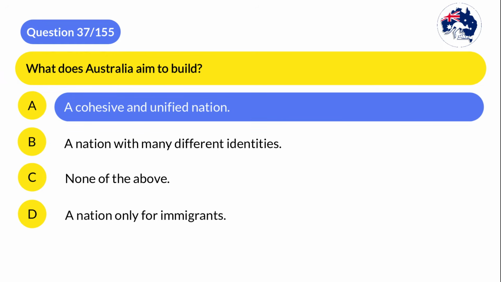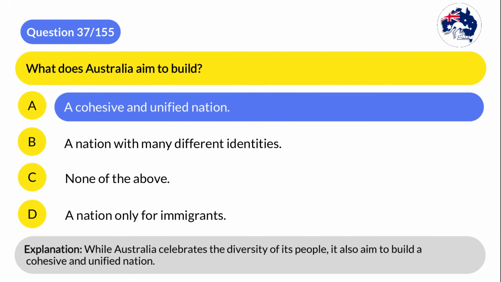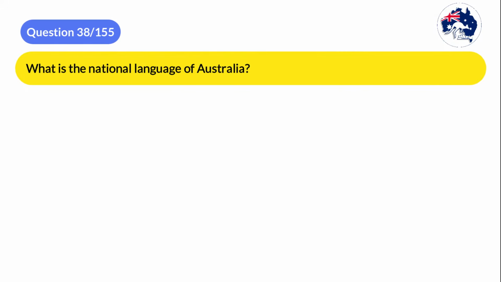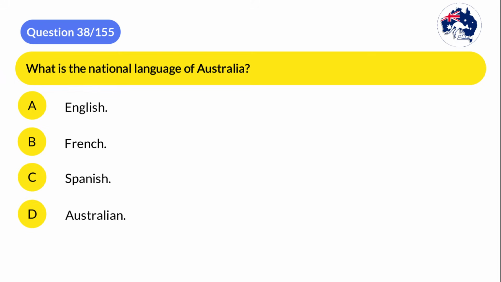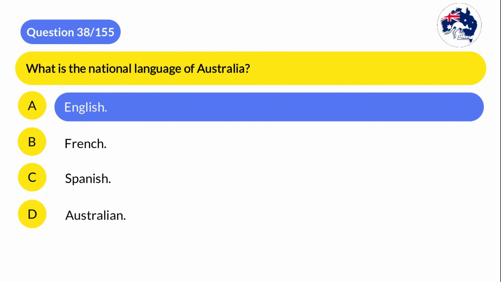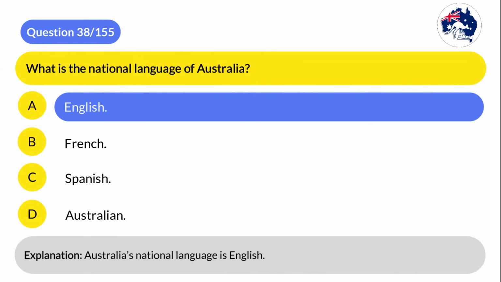A cohesive and unified nation. Explanation: while Australia celebrates the diversity of its people, it also aimed to build a cohesive and unified nation. Question 38. What is the national language of Australia? A. English. B. French. C. Spanish. D. Australian. The correct answer is A. English. Explanation: Australia's national language is English.